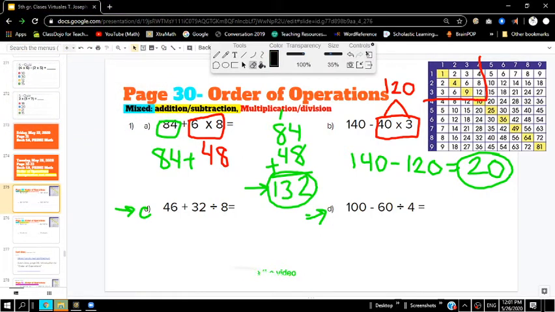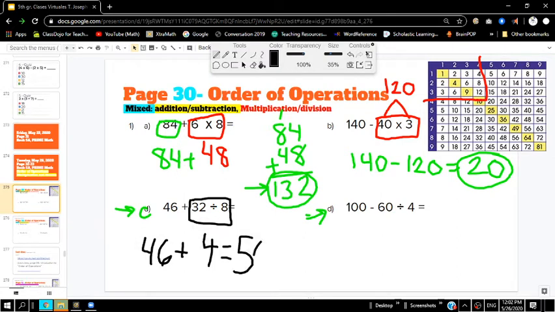Okay, hopefully you paused the video and you checked out those two problems on your own. If we do the division first and then the addition, we would come up with, well, 32 divided by 8 equals 4, and 46 plus 4 equals 50. All right, so that's your final answer for that problem, 50.